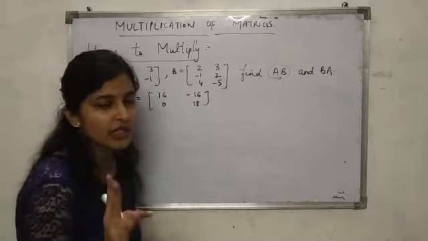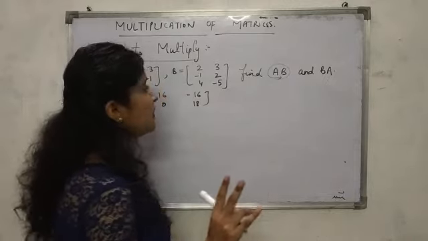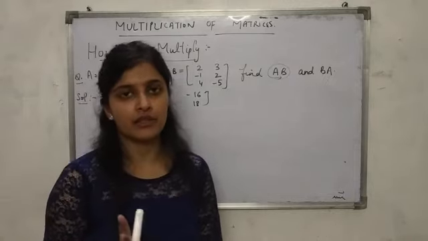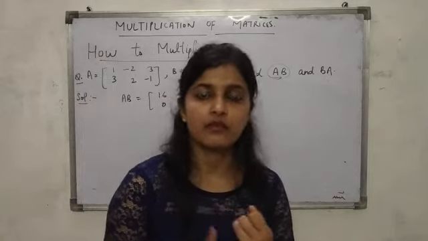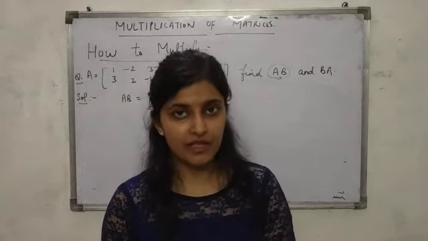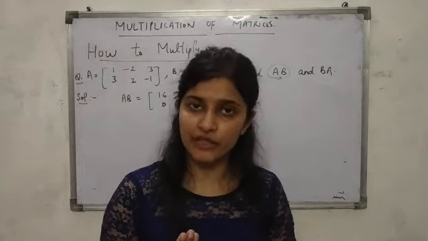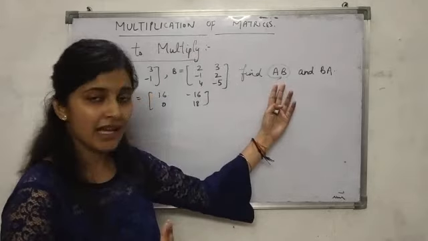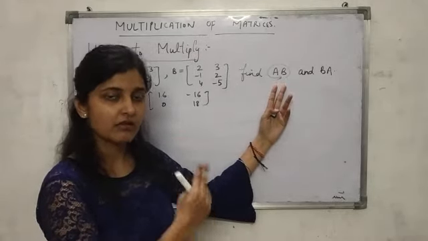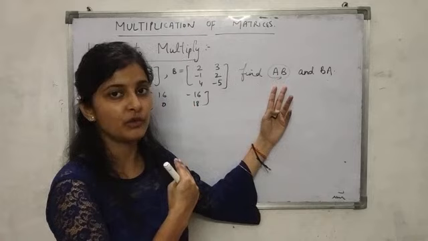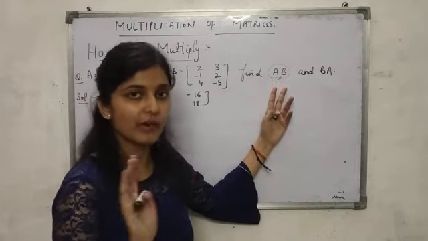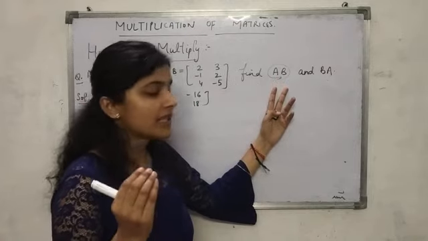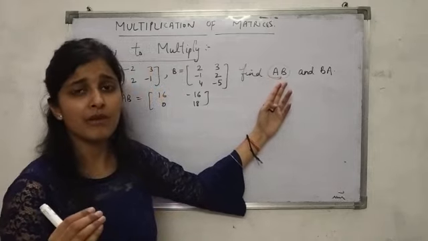Remember, two things are to be remembered while multiplying matrices. First, the number of columns of the first matrix should be equal to the number of rows of the second matrix. In AB, number of columns of A must be equal to number of rows of B. One thing to be remembered. Second thing about the order of AB.